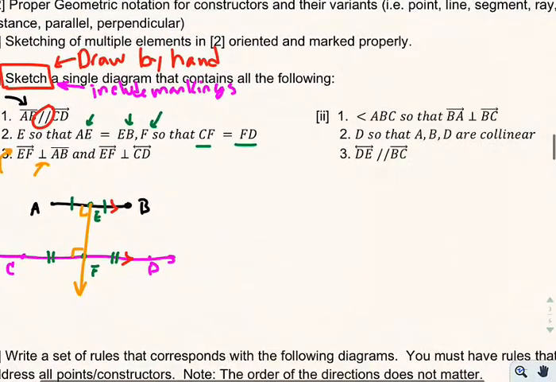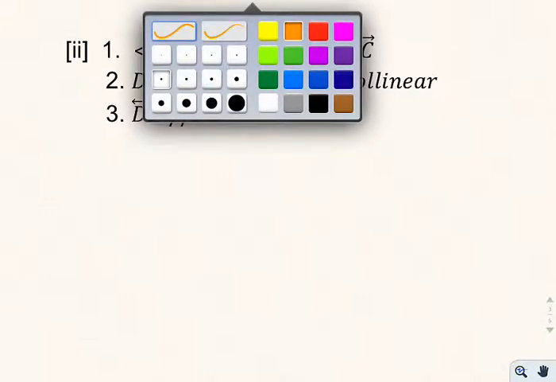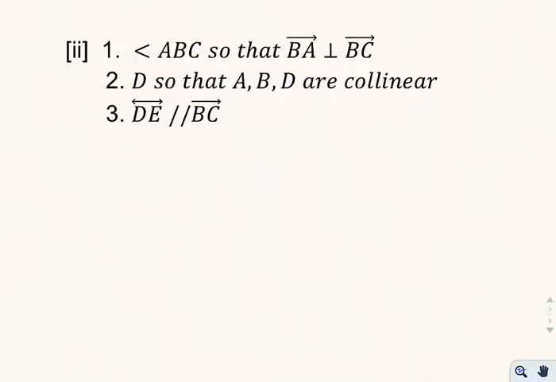So moving on to number 2, the first thing we need to do is make an angle ABC so that BA and BC are perpendicular. So that means we need a 90-degree angle, and in ABC, B is indicated to be in the middle. So I'm going to draw one up here, I'm going to make that A, and then one over here, and of course they're both rays, and make that guy C.